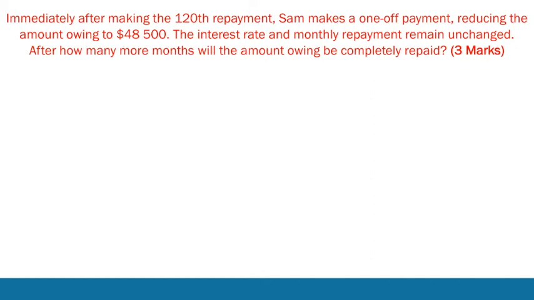So now what we're told is that Sam, after making that 120th repayment, is going to make another payment, and it's going to reduce the amount owing to $48,500, and everything else is unchanged. After how many more months will the amount owing be completely repaid? Now, this is an interesting ask of a student, because it's not something they do often, but all we have to do here is, if you think about it, we now have a new amount owing of $48,500, and we're asked to find how many more months until the amount is repaid. Essentially, this is a repeat of the initial scenario, except instead of starting with 100,000, we're now going to be starting with 48,500.